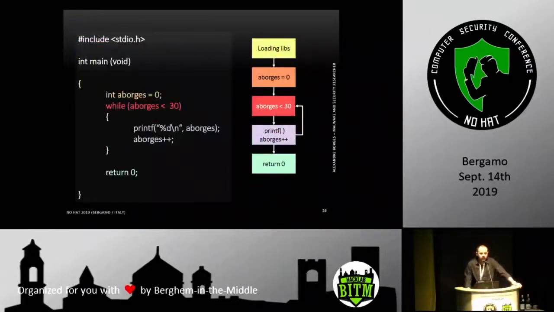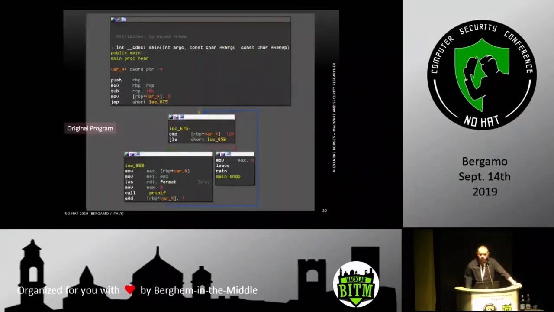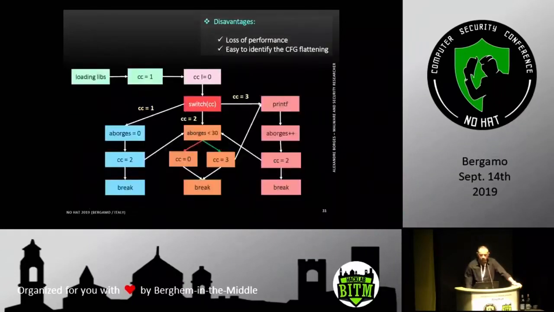This is a very easy program. As you see, we have a linear execution, but after applying code flattening, you will see a very different picture. For example, here we have a linear execution in IDA Pro, which is quite easy. But after using code flattening, we have a multi-branch execution.